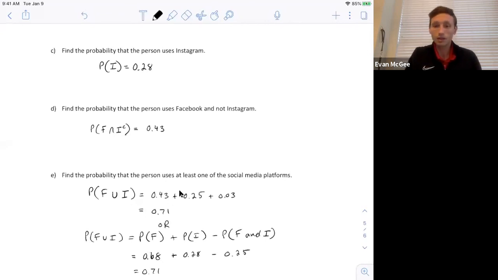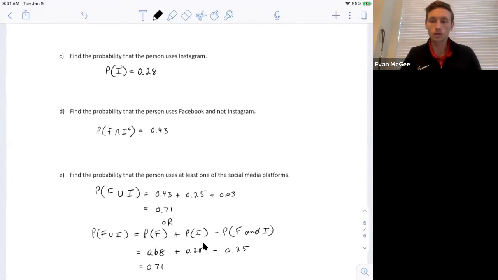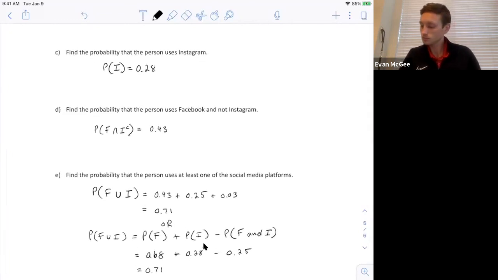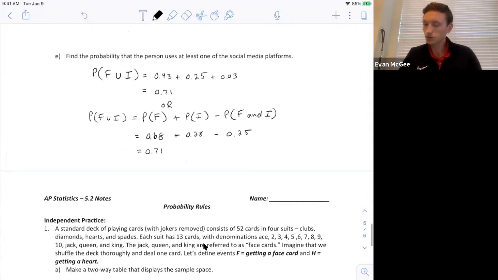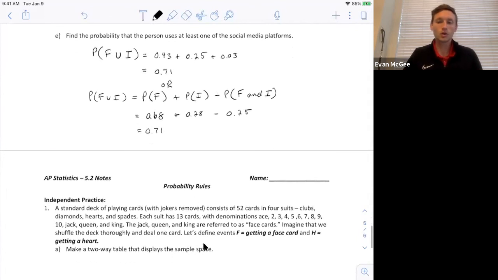I recommend the first method. I think it's the easiest to see. I see students get confused when they try and use this second formula, but I want you to be aware the general addition rule will always work if you're working with an or statement. So take a minute and see how you do on these extra practice problems.